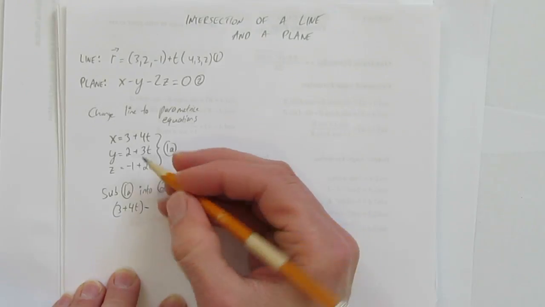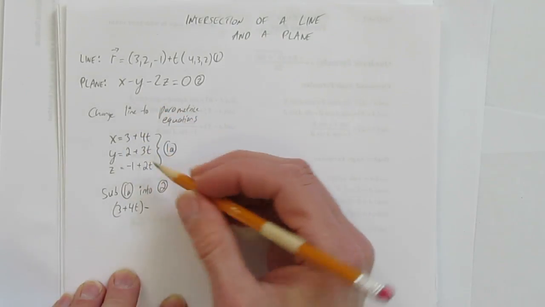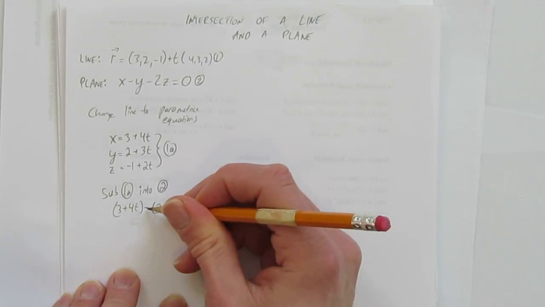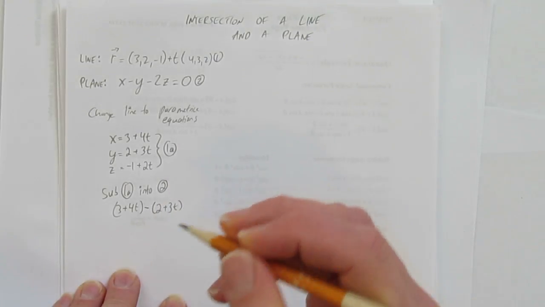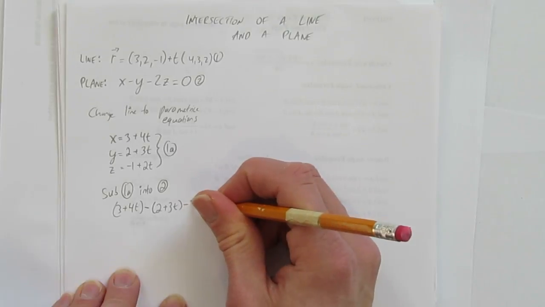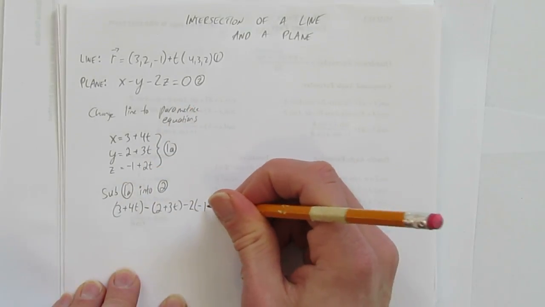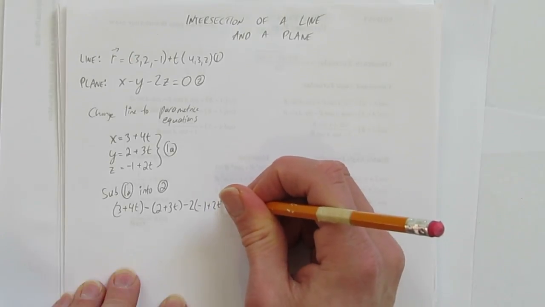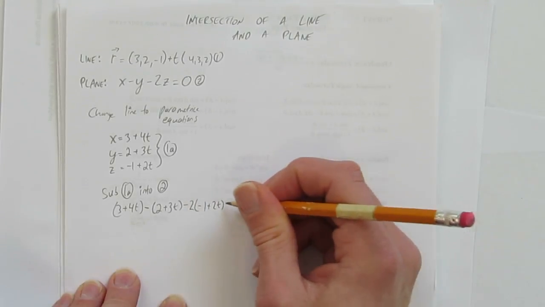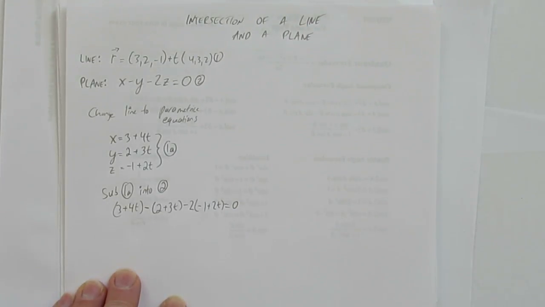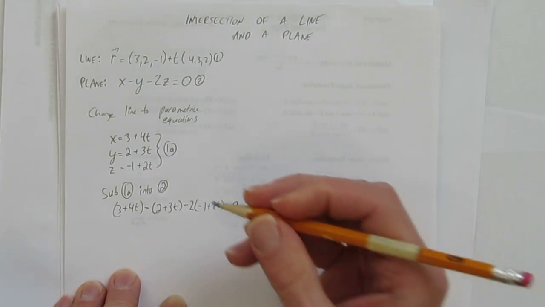We'll find out. Meanwhile, the y, that was minus (2 plus 3t). I definitely need brackets there because I'm going to rainbow that minus in. And finally, minus 2z. Again, the z is negative 1 plus 2t. Also need brackets because I'm going to rainbow or distribute that negative 2 in. And now I've got an equation. So let's solve. Let's see what we get.